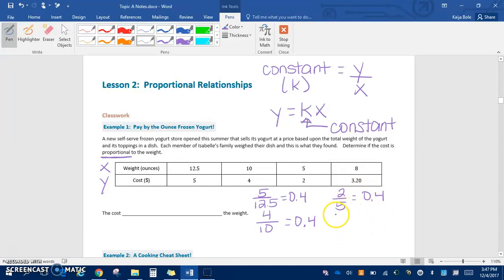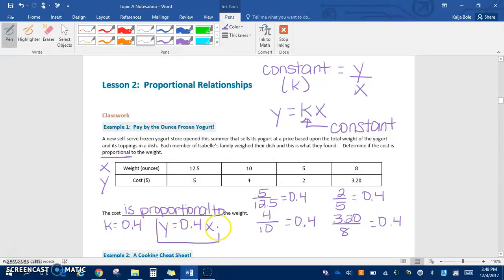And then last we have 3.20 over 8, which again, if you plug it into your calculator, is 0.4. So we can say that the cost is proportional to the weight. To write our equation, we know our constant k is 0.4, so we can say k equals 0.4. Our equation would be y equals 0.4x. That's all we have to do for that example.